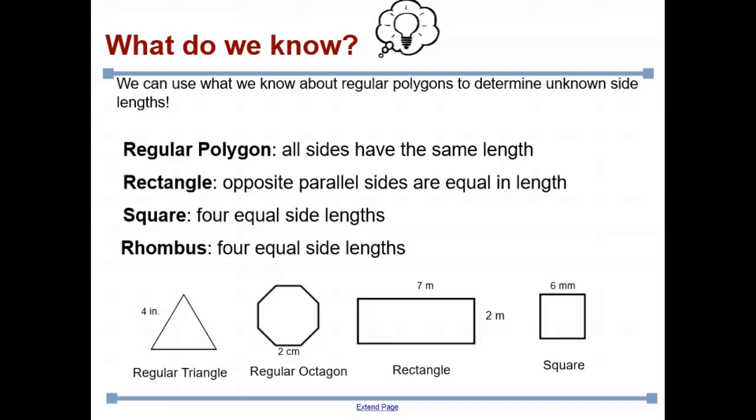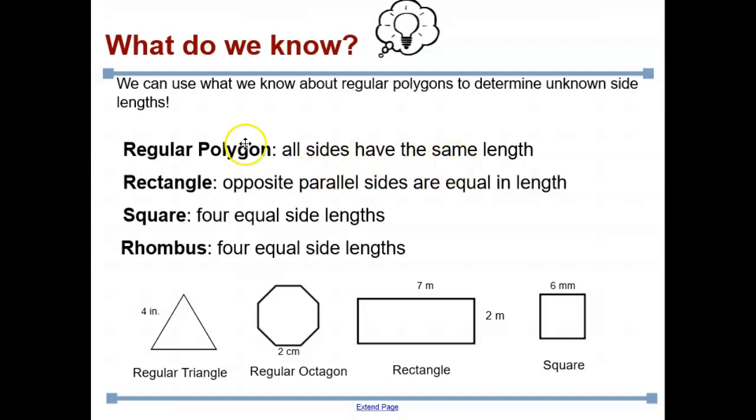So we have to use what we know about regular polygons to determine side lengths. So you guys know from our geometry unit that came right before our area and perimeter unit that a regular polygon refers to any shape with all sides having the same length.